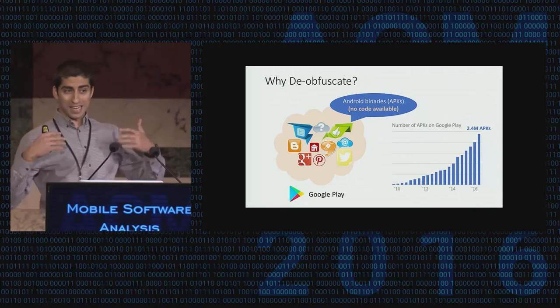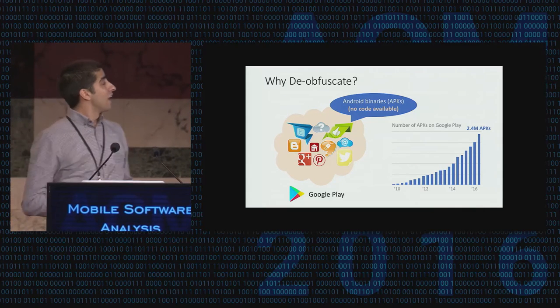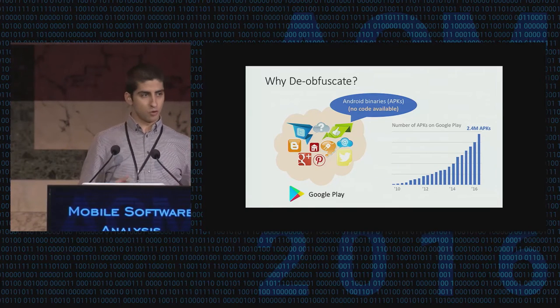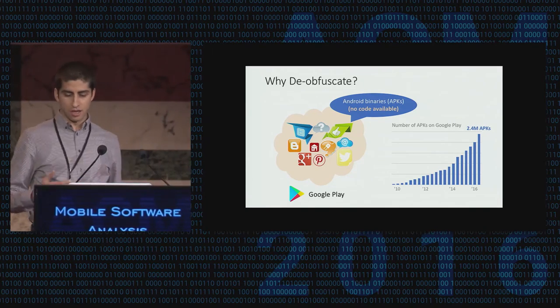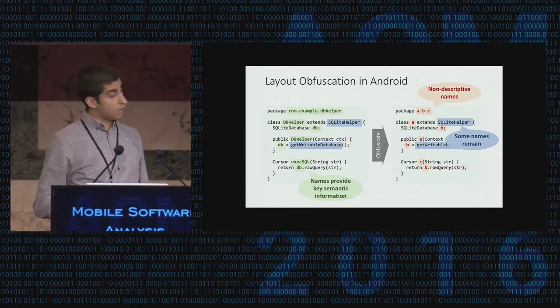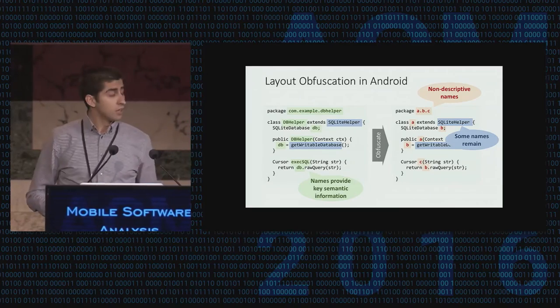So if you want to get the source code, that's not possible. And in many cases, of course, it is useful to inspect what the source code does in order to understand what the application does. So let me show you how these Android applications are generated.